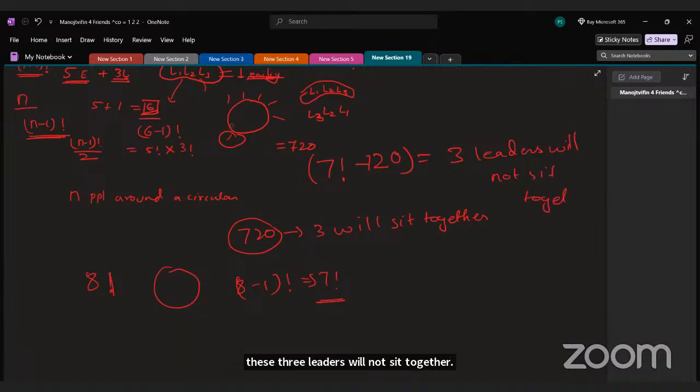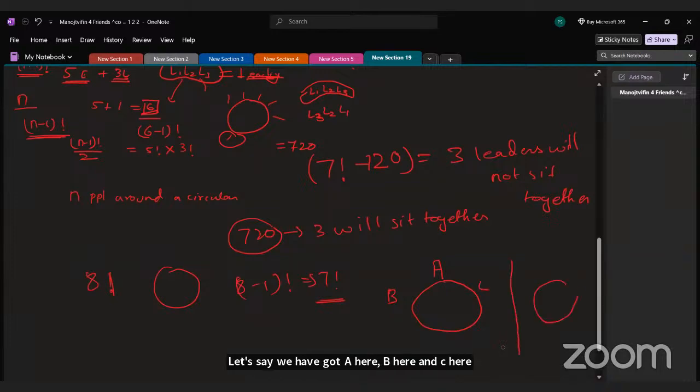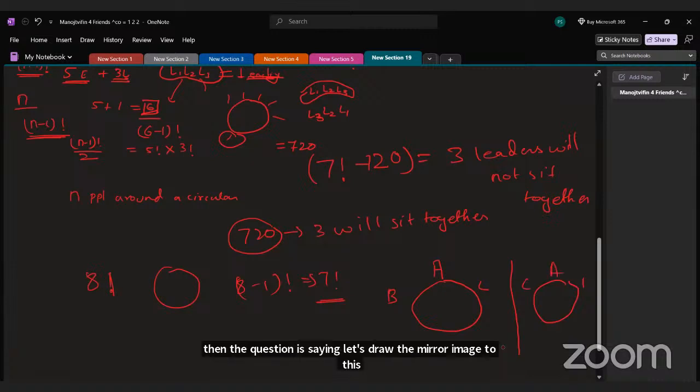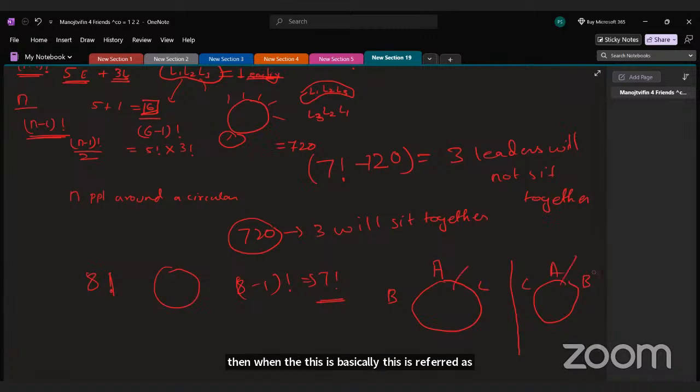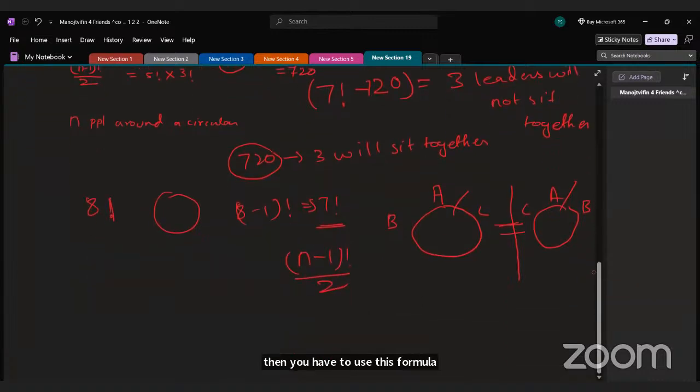Excuse me, sir. When do we apply the formula (n minus 1) factorial by 2? Like we have got this circular table. Let's say we have got A here, B here, and C here. When the question says, let's draw the mirror image of this, then C will be here, and A and B are here. This is referred to as clockwise and this is referred to as anti-clockwise, either one of them. When the question says that these are the same, then you have to use this formula. When these both are different, we simply use the other formula.